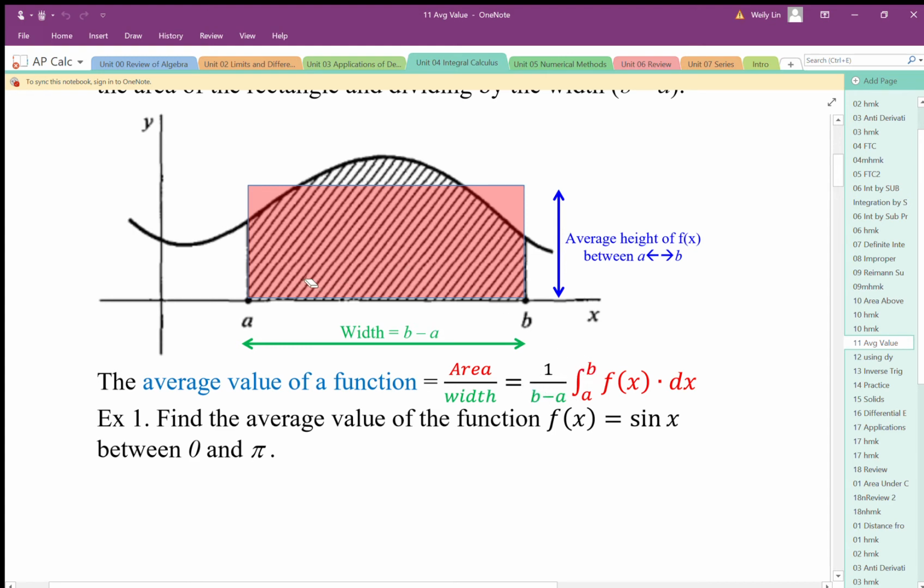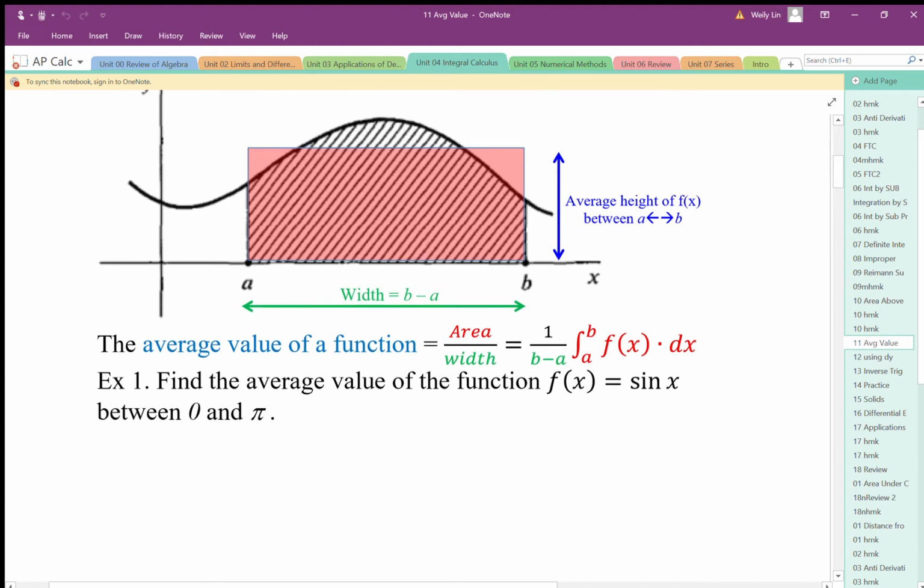The area under that curve is just going to be the integral of f of x dx, and we will find the average value of f of x, this derivative function here, using that formula. Okay, so let's apply this then.